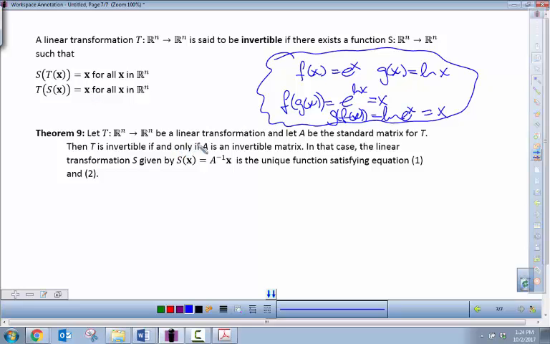So if T is a linear transformation, and let A be the standard matrix for T, then T is invertible if and only if A is invertible also. So this gives a relationship between matrices and linear transformations. And that S function, that transformation that they gave, is actually A inverse. This is equation 1 and equation 2.